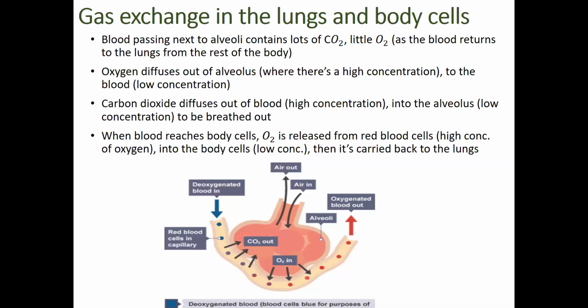Then carbon dioxide is forced out, diffusing through blood capillaries and alveoli, just the vice versa of oxygen. Because the carbon dioxide concentration is higher in the bloodstream than in the alveoli, carbon dioxide diffuses from the bloodstream to the alveolus, and then by the air out mechanism, we breathe out this carbon dioxide from the body. So this is the gas exchange in the lungs and body cells.